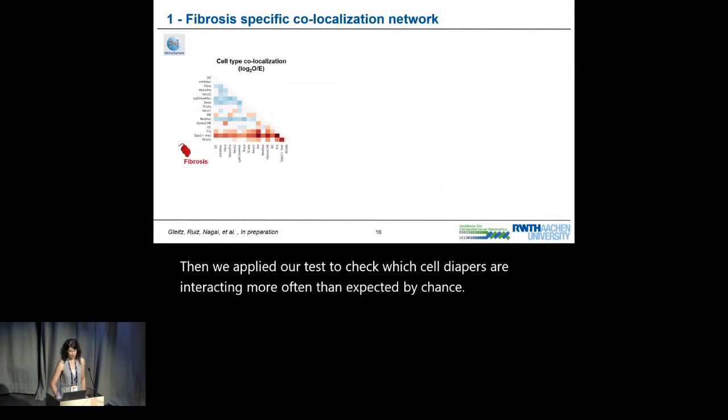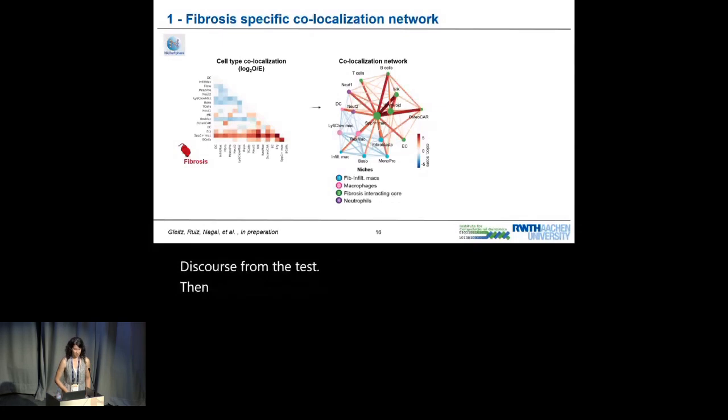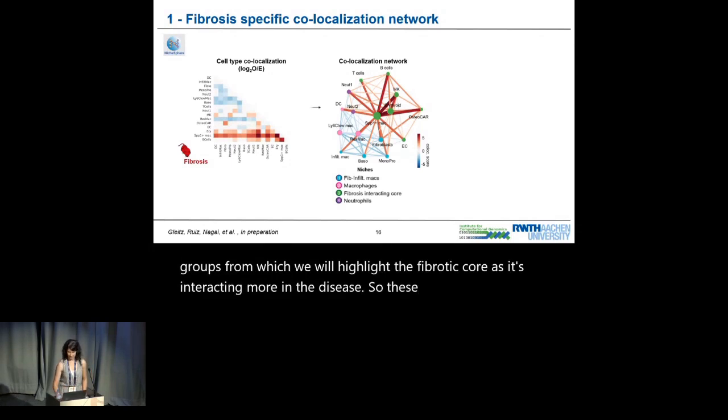Using this data, we assembled a colocalization network for the fibrotic model. Here, the nodes are the cells, and the weights of the edges are the scores from the test. Then we applied community detection, and we got these 4 groups, from which we will highlight the fibrotic core, as it's interacting more in the disease. So these are the cells that are getting together in disease.